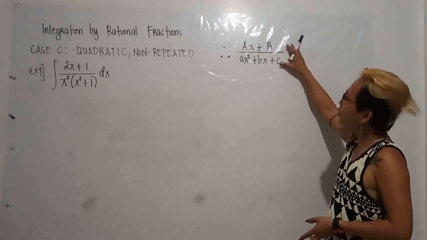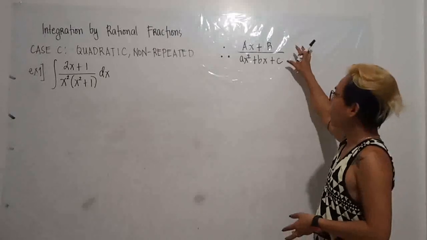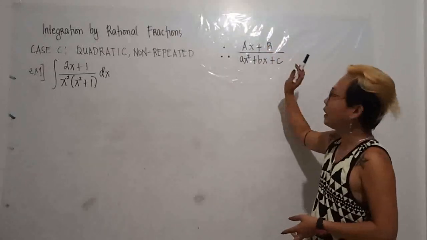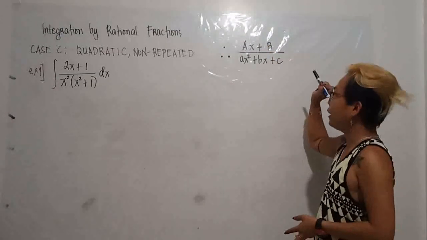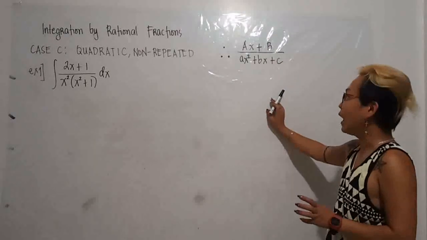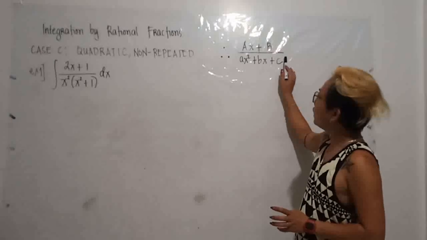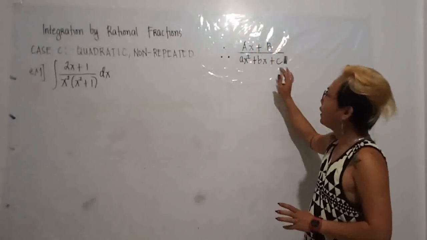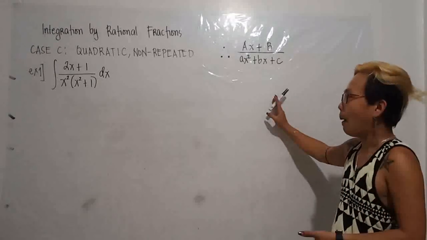You will have to use this kind of formula. So this is your denominator. Then your numerator must be in the form of ax plus b, wherein a and b, yung hahanapin nyo yung value. So kapag nagkaroon ka ng quadratic equation na hindi factorable, you must have a numerator of ax plus b.